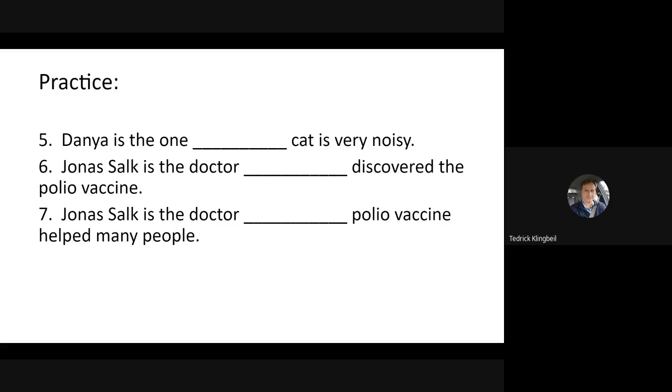Okay. Number 6, Jonas Salk is the doctor blank discovered the polio vaccine. And number 7, Jonas Salk is the doctor blank polio vaccine helped many people. Okay, so put the clause or the relative pronoun into those blanks and we will check it. So I'll give you just a minute to work on it. Okay, I think you should have it by now. So here are the answers.